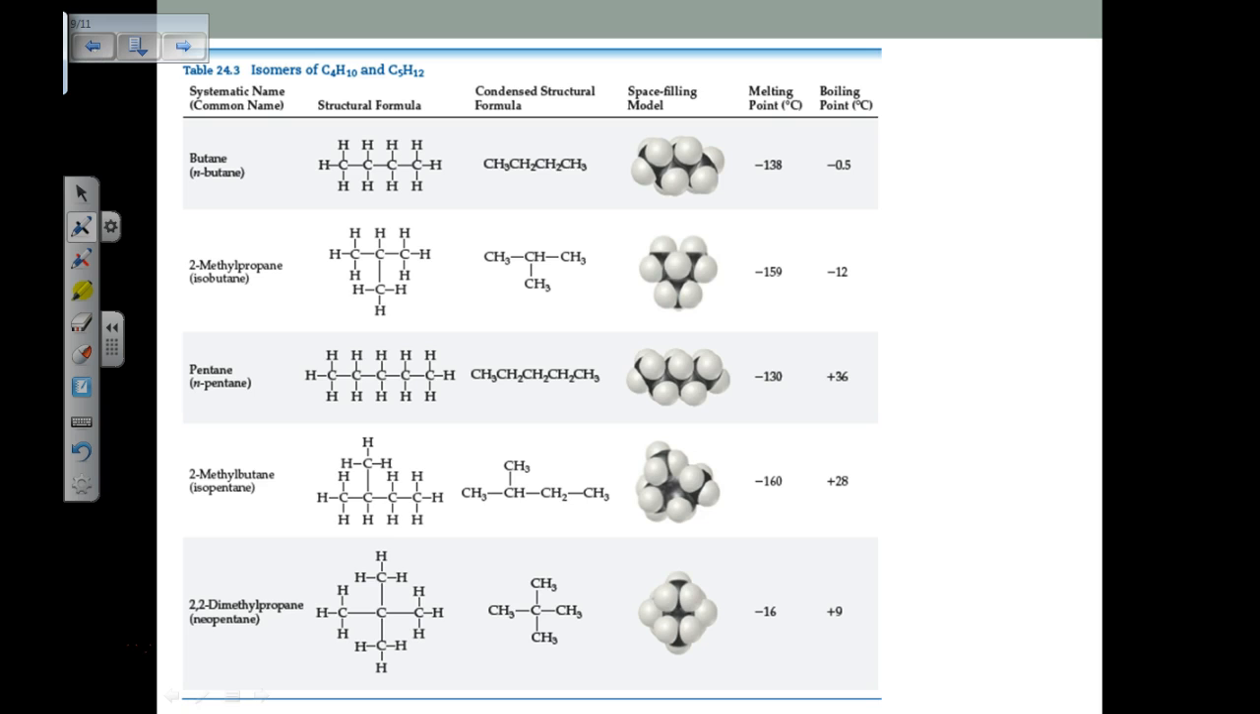So, what about structural isomers? Here's some butanes and some pentanes, and you can see them. Here are the 2 butanes that we just drew. Notice they have the same formula, C4H10. Now they're slightly different. They're both gases at room temperature, but they have slightly different melting points and slightly different boiling points. So isomers, structural isomers, are similar but not exact.